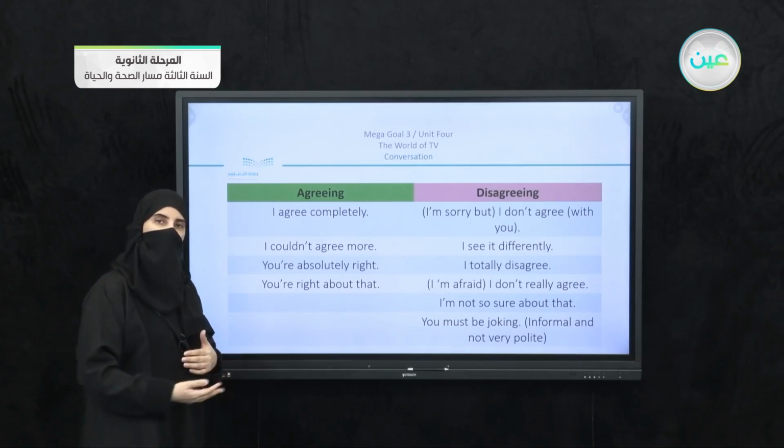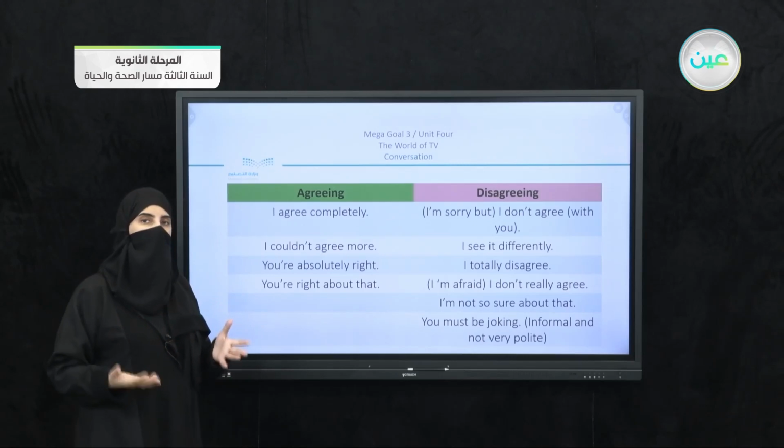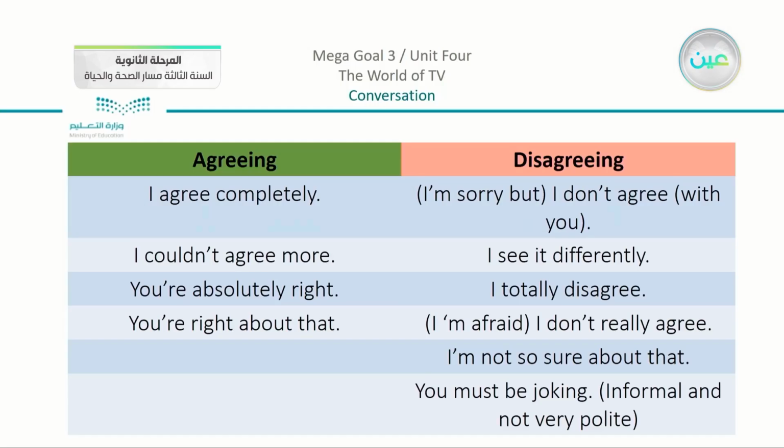And on the other hand, we have here phrases that are used to disagree with someone. We have, for example, you can say, I don't agree. Or you can add, I'm sorry, I don't agree. Or you can give a complete phrase: I'm sorry, but I don't agree with you.